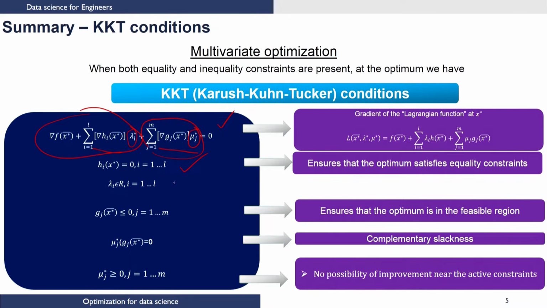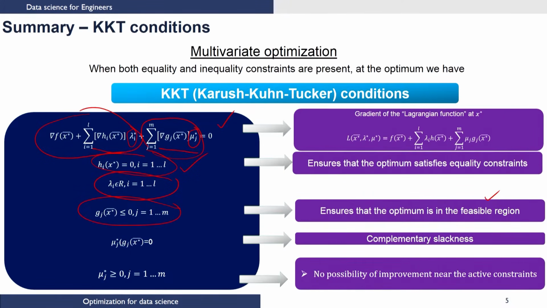Now, the lambda is some real number. So, as many real numbers as there are equality constraints, and much like how I still need to have the equality condition satisfied at the optimum point, I need to have the inequality constraint also satisfied by the optimum point. So, this ensures that the optimum point is in the feasible region.